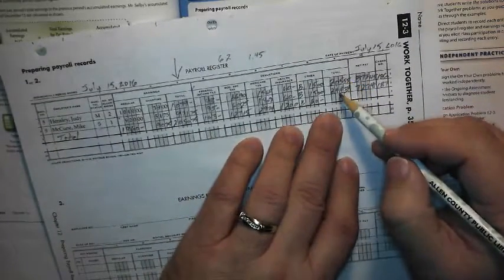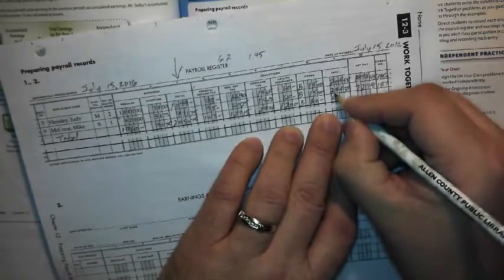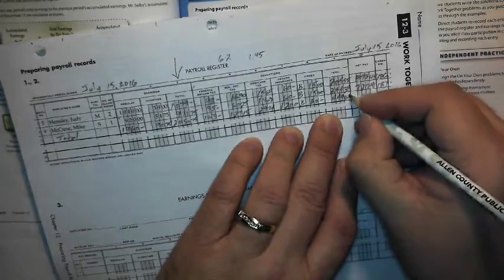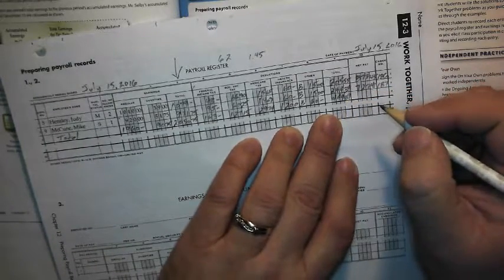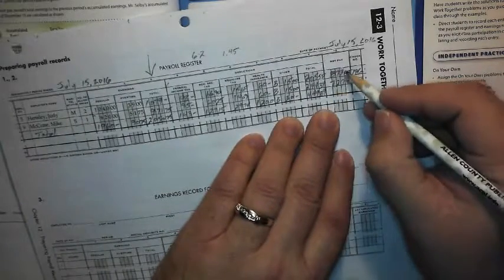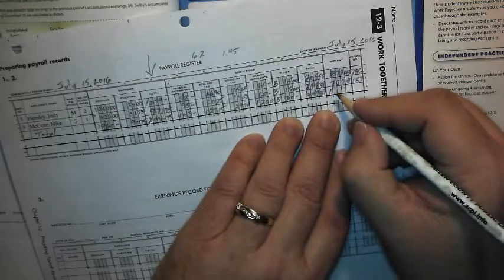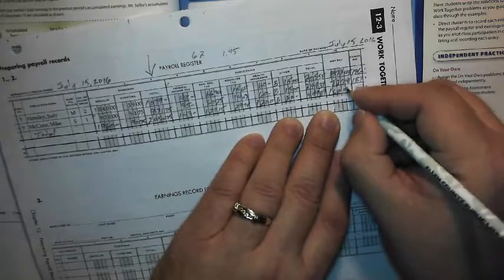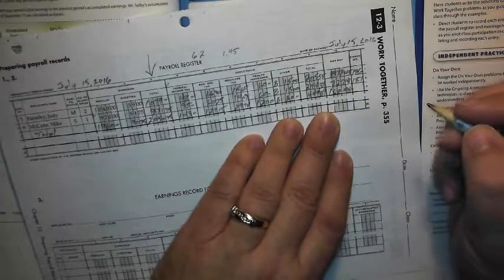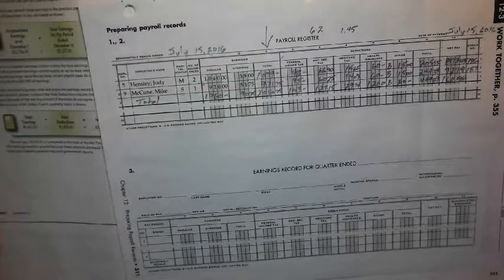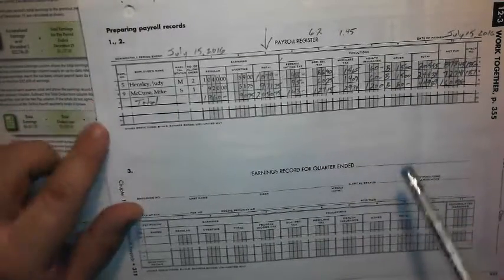So total withholding is $449.89. And then our total net pay, add these together, $1,600.86. So that completes the top section.